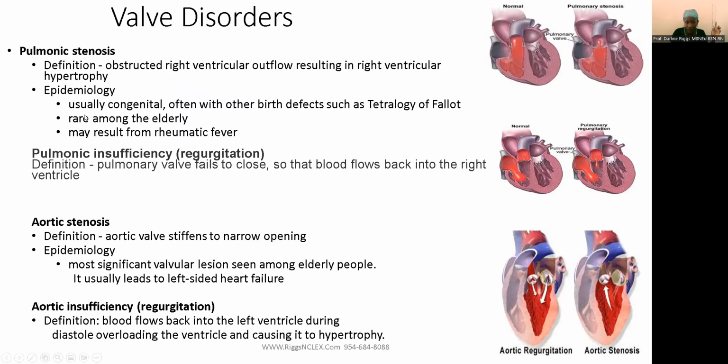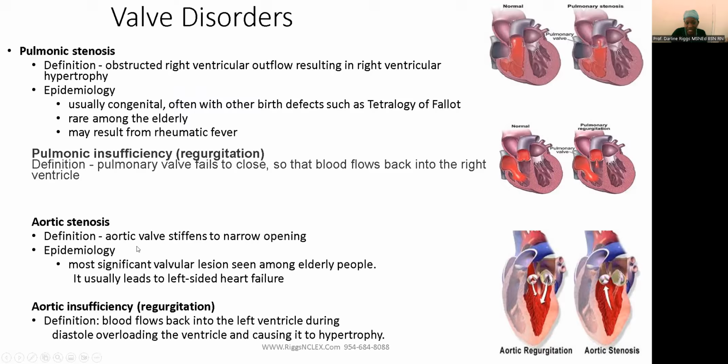That's usually from congenital issues, which we talked about already. We talked about tetralogy of Fallot. You're good with all of that. It's rare in the elderly, but it could be from rheumatic fever that we just talked about, because rheumatic fever affects the valve. It could be from endocarditis, because endocarditis affects the valves. Okay, and if it's regurgitation, it's still the same side. So this would be a right-sided heart failure client.